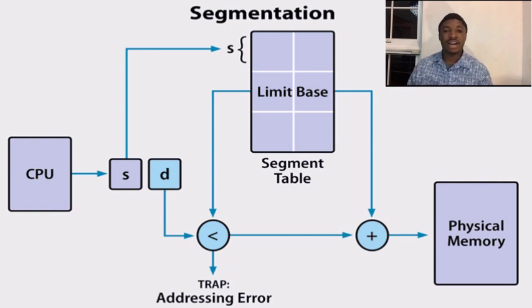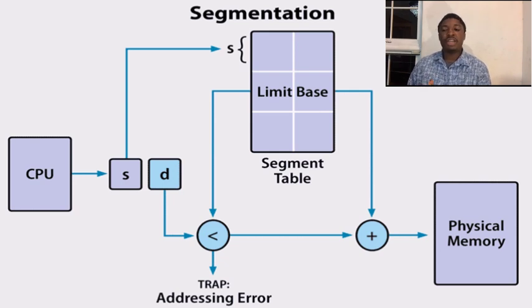So after finding if the offset is lesser than the base, then we go ahead to add the base to the D, which is the offset. So to really find the physical address, you add the base to the D after finding out that the offset is lesser than the base. And that's what the illustration shows.